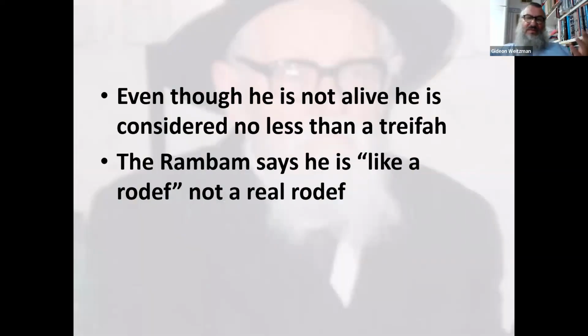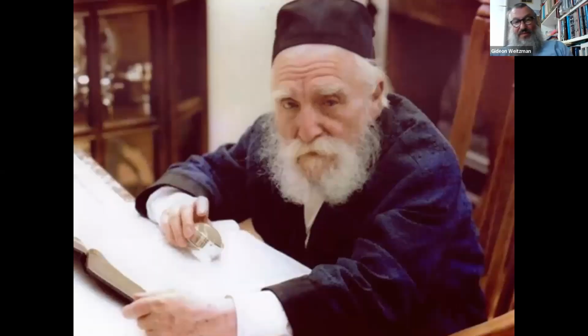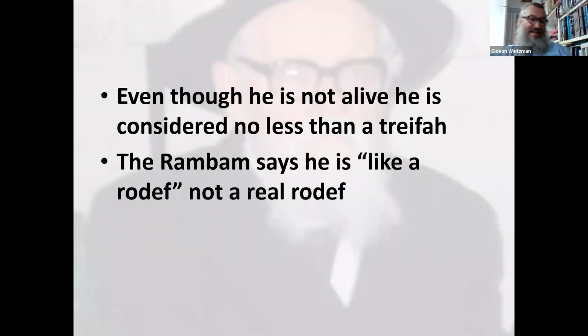And that's what he says. So that's the sikkum of the Sitzalias. He's a treifa, but he's like a Rodef. He's not a real Rodef. No. The problem with the Sitzalias is that kerodef doesn't necessarily mean what he says it means.